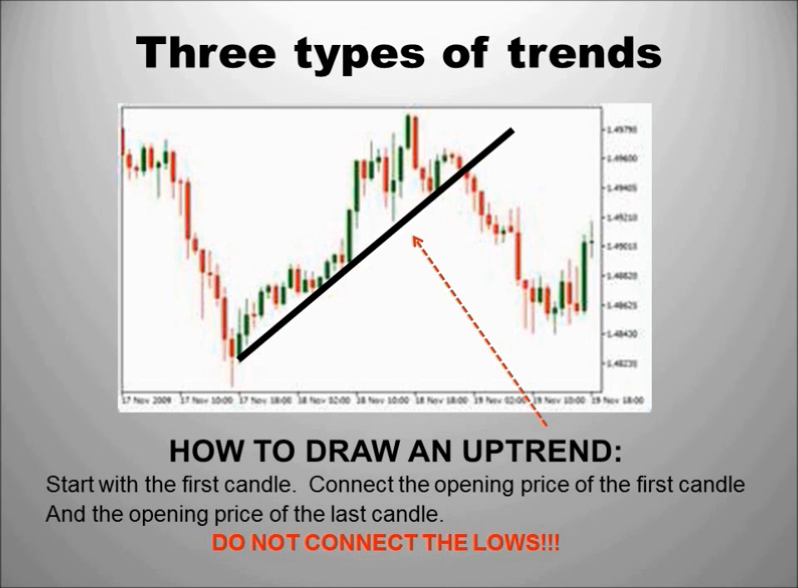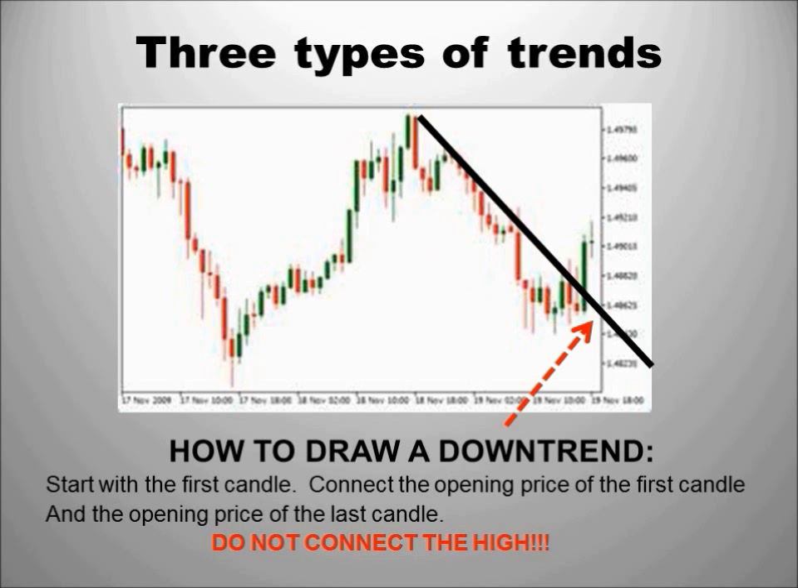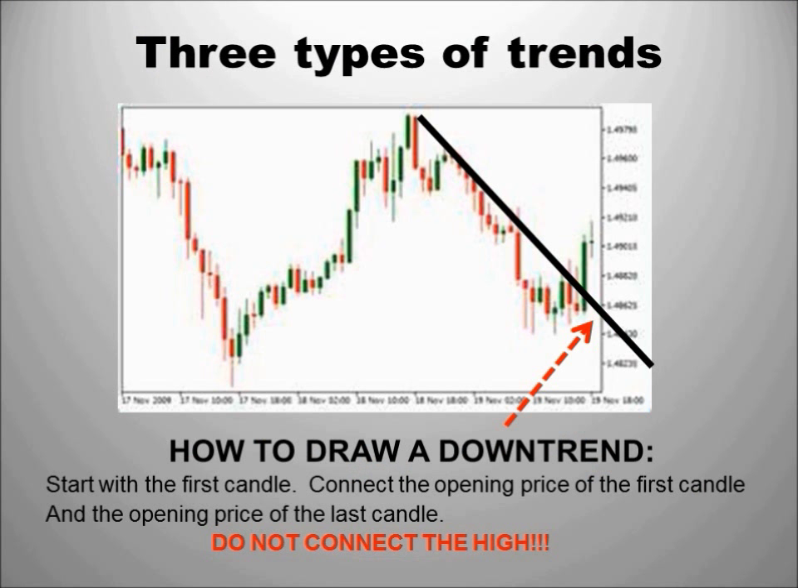And as we can see, the line of support was hit once, twice, 3 times, 4 times before the support broke and the bear market took over. So remember, do not connect the lows, connect the opening prices only. That's how we read an uptrend. For bear markets, how do we draw a downtrend? It's the opposite. Start with the first candle that began the bear market.